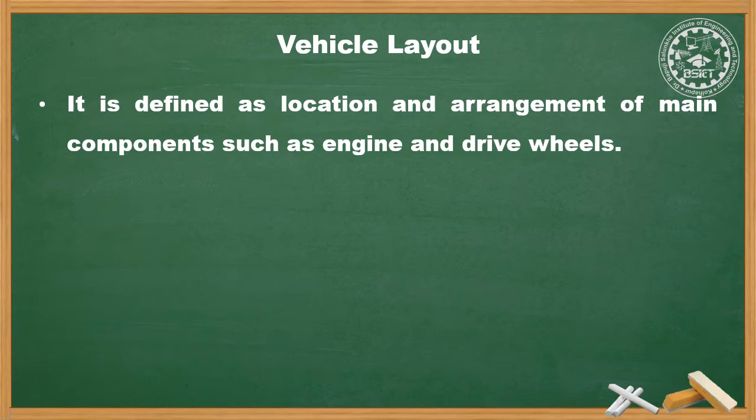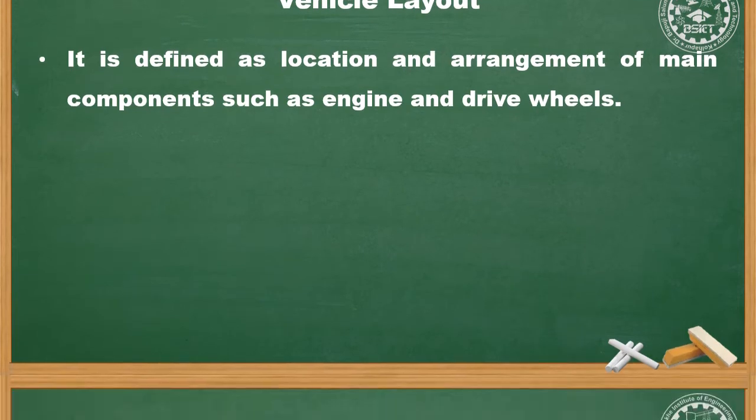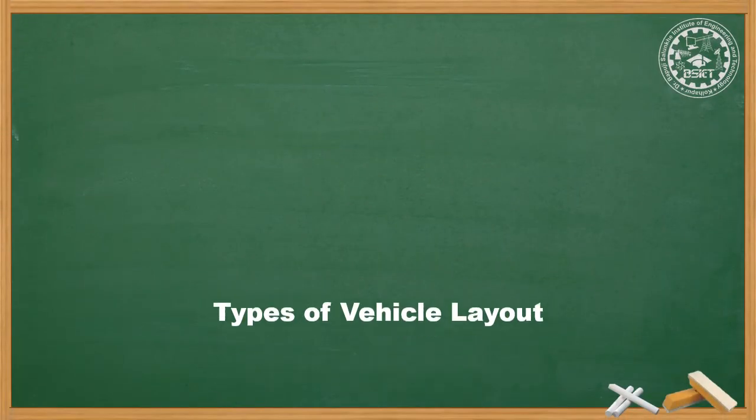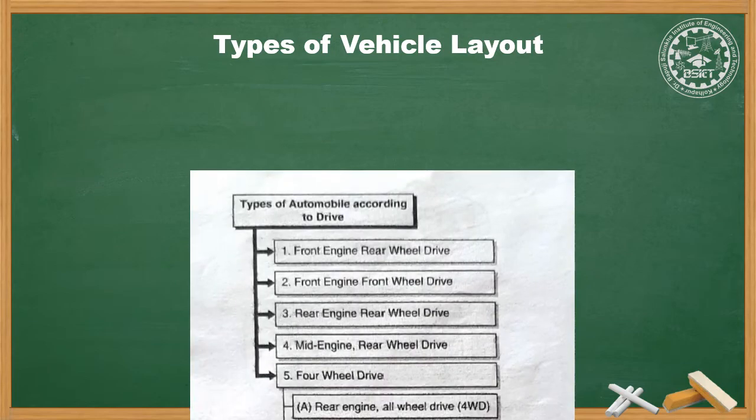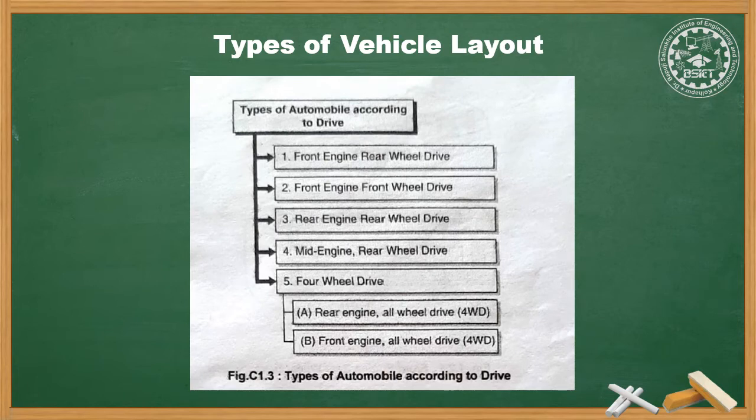The different types of vehicle layout, based upon the type of drive used, are rear engine rear wheel drive, front engine rear wheel drive, front engine front wheel drive and four wheel drive, which are given below as shown in the figure. Types of automobile according to the drive.